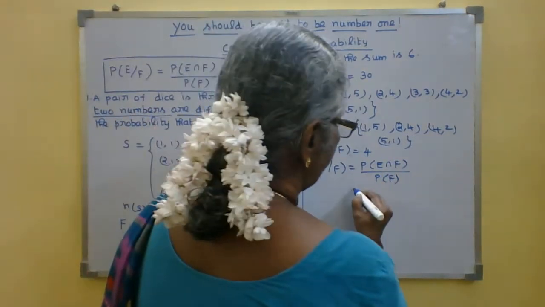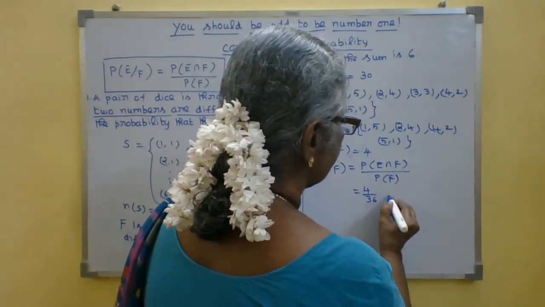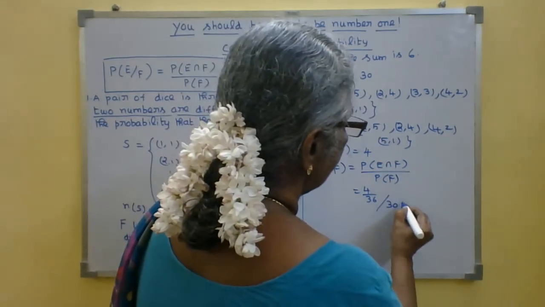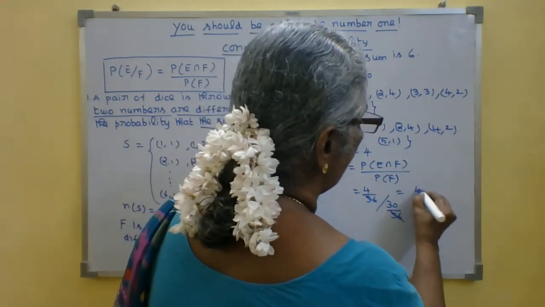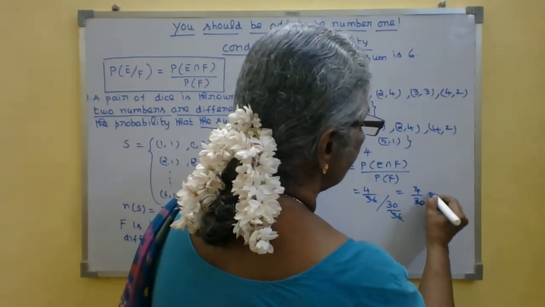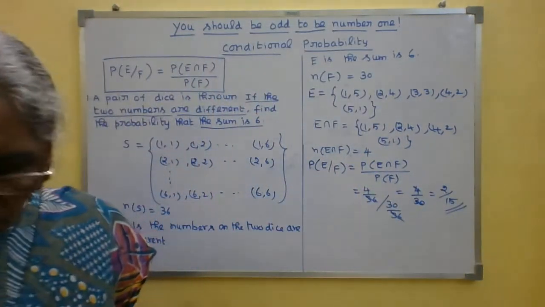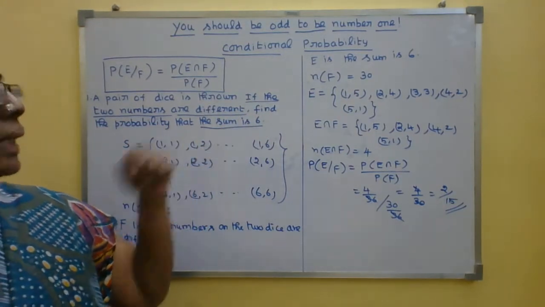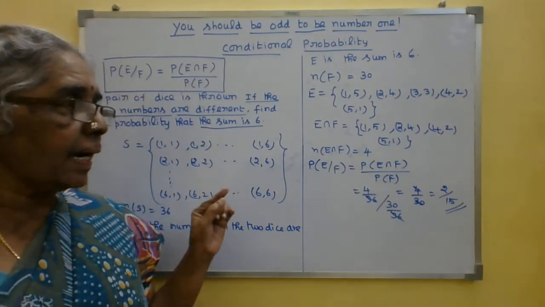So now I will get here P of E intersection F will be 4 by 36 divided by this P of F, which will be 30 by 36. This 36, that 36 will go, 4 by 30. If you simplify, you will be getting 2 by 15. So this is the probability that the sum is 6 given that the two numbers are different. Hope you understand this sum.